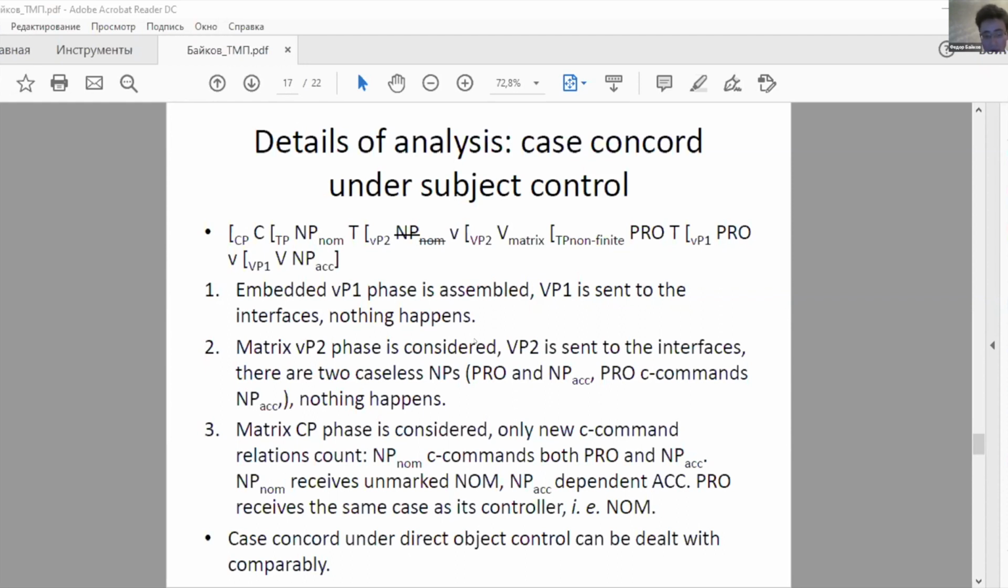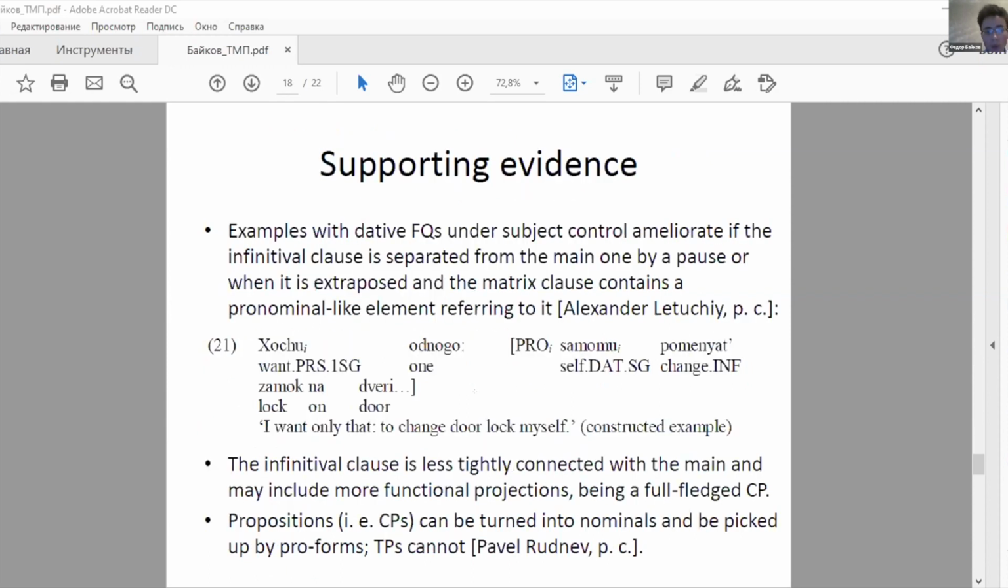And case concord under direct object control can be dealt with comparably, but I have no time to go into all these details. Now, what's supporting evidence for my analysis?